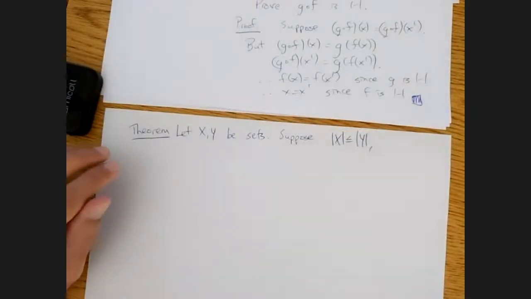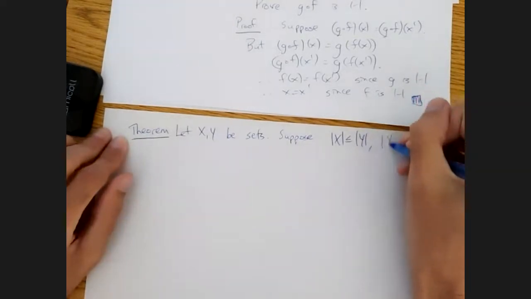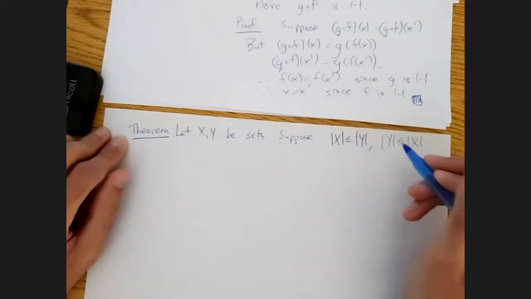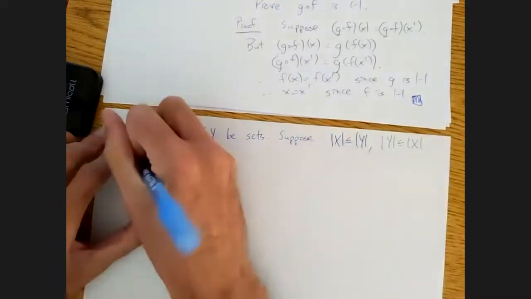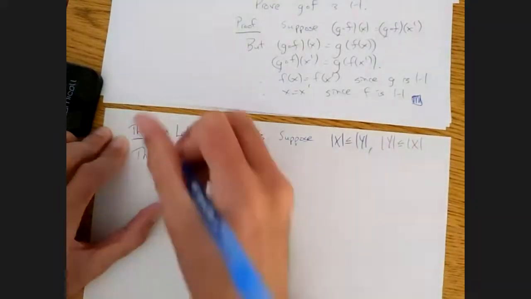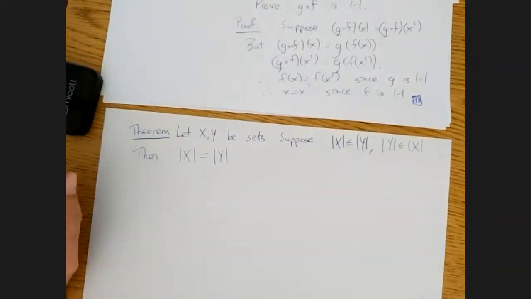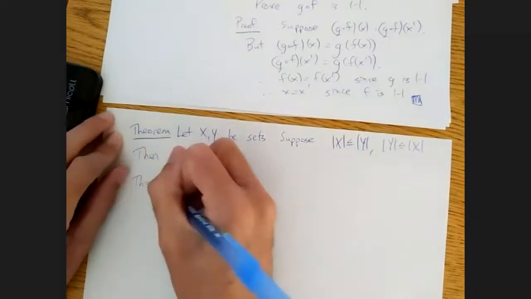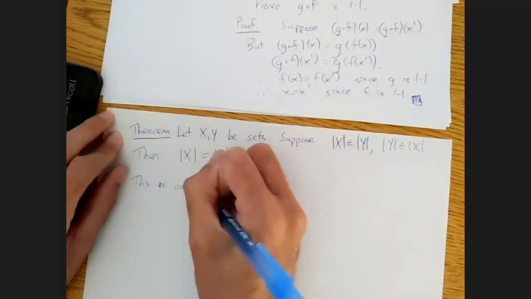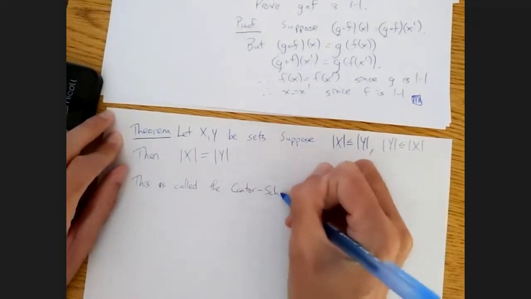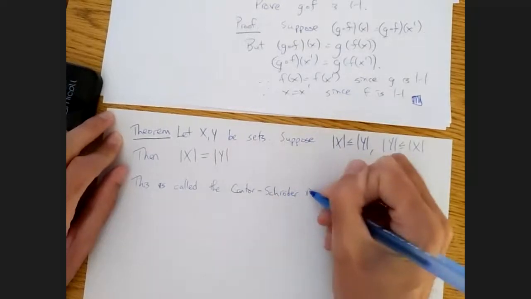Okay. So this is what we want to prove next. Suppose that cardinality of X is less than or equal to cardinality of Y and vice versa. Then cardinality of X equals cardinality of Y. Okay. This is called the Cantor-Schroeder-Bernstein theorem.